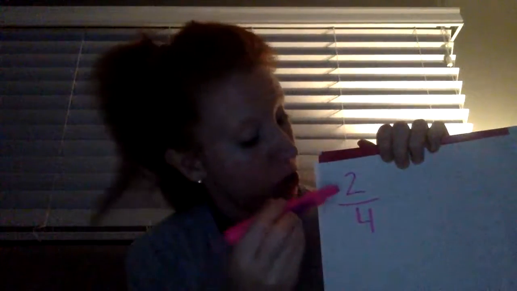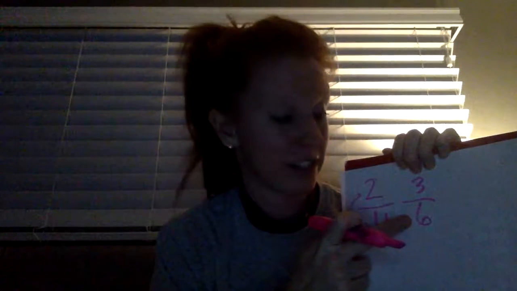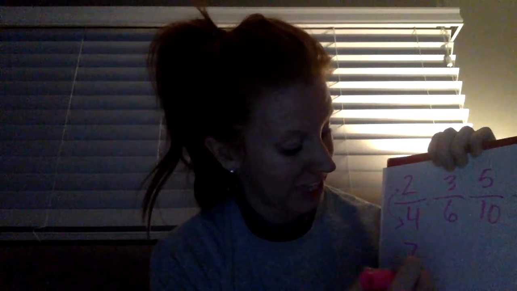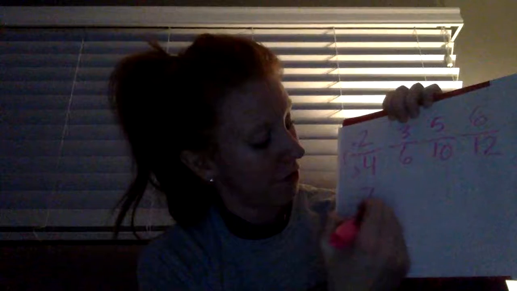Let me show you. So we have 2/4. This is equal to a half. The numerator is half of the denominator. We also have 3/6. 3 is half of 6. We have 5/10. 5 is half of 10. We have 6/12. 6 is half of 12. We have 7/14. 7 is half of 14. Okay? We can use knowing what we know about fractions being a half to compare fractions.